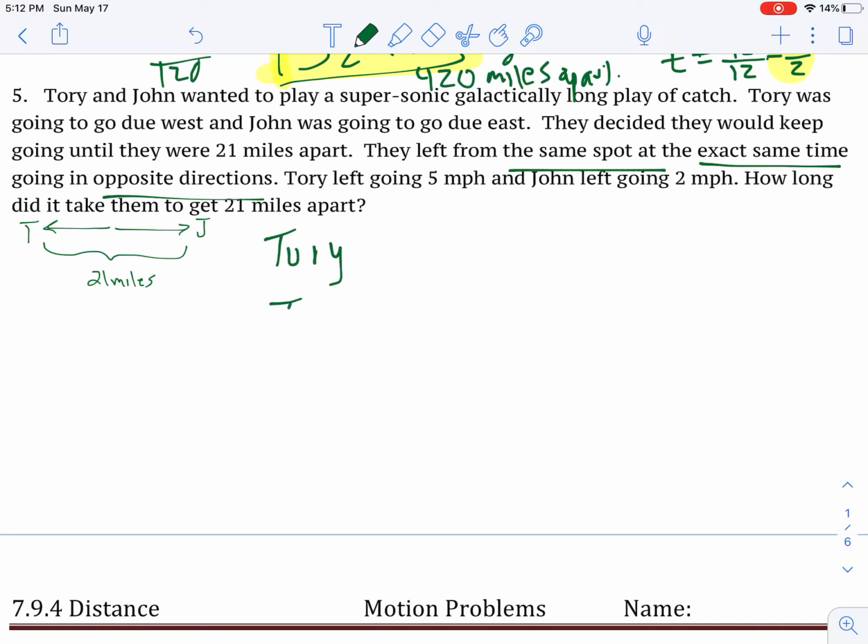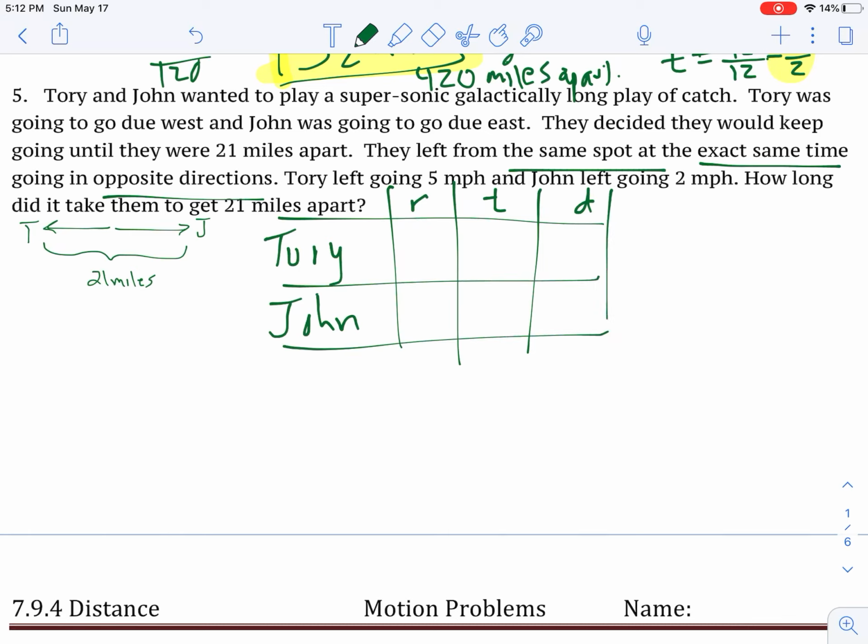So I have Tori, I have John, I have rate, time, and distance. So I'll set up my label box. All right, they left the same amount of time. Tori left going 5 miles an hour, so that's his rate. John left going 2 miles an hour. Cool. How long did it take them to get 21 miles apart? All right, well, I don't know. They left the same spot at the same time, so t is going to be the amount of time they traveled. Very similar to the Juliet and Romeo problem.